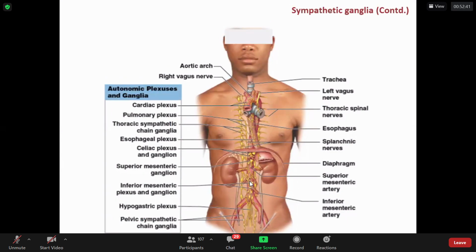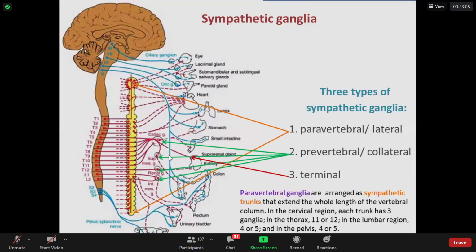So let us see it here. This is the sympathetic trunk on the right side. This is the sympathetic trunk on the left side. And these are the paravertebral ganglia. And these are the prevertebral ganglia. And this one is the terminal ganglia. Is it clear now from this picture? This is taken from Moore's anatomy. We always see this one. That's why we are confused.